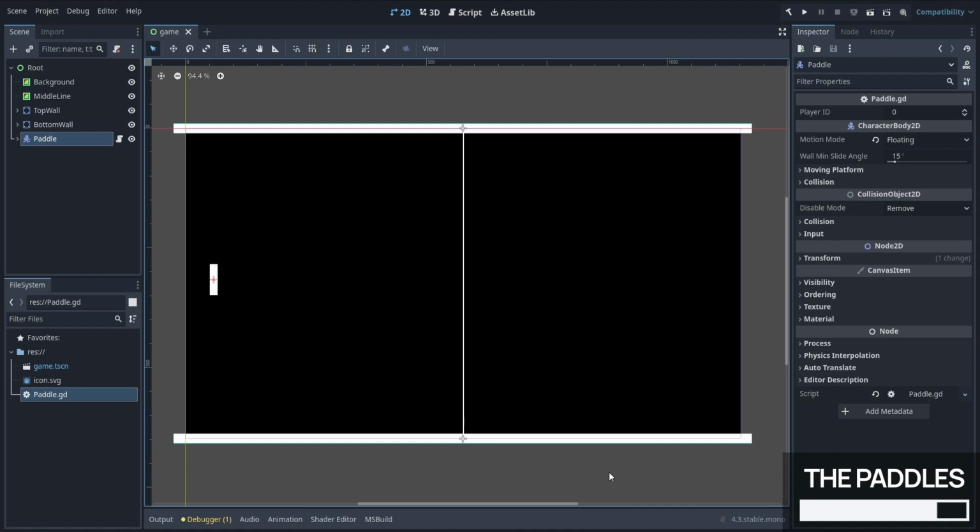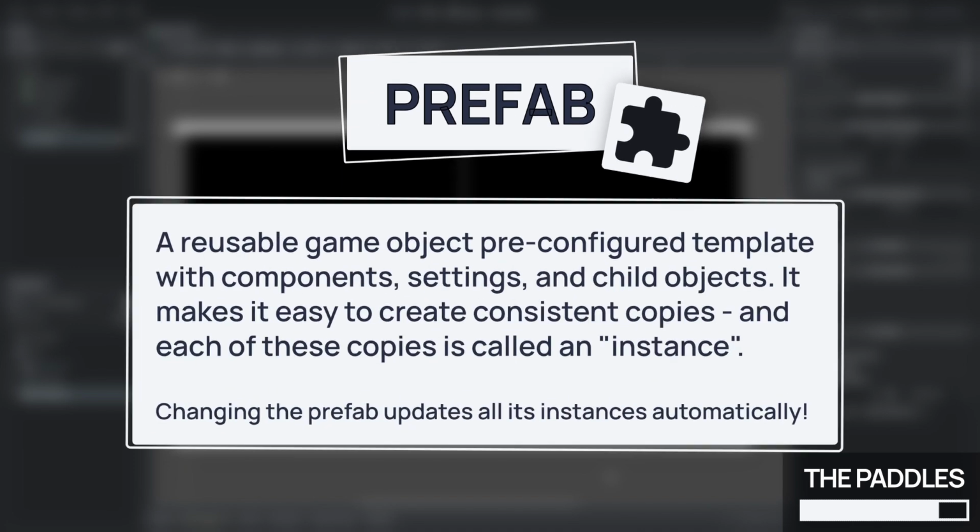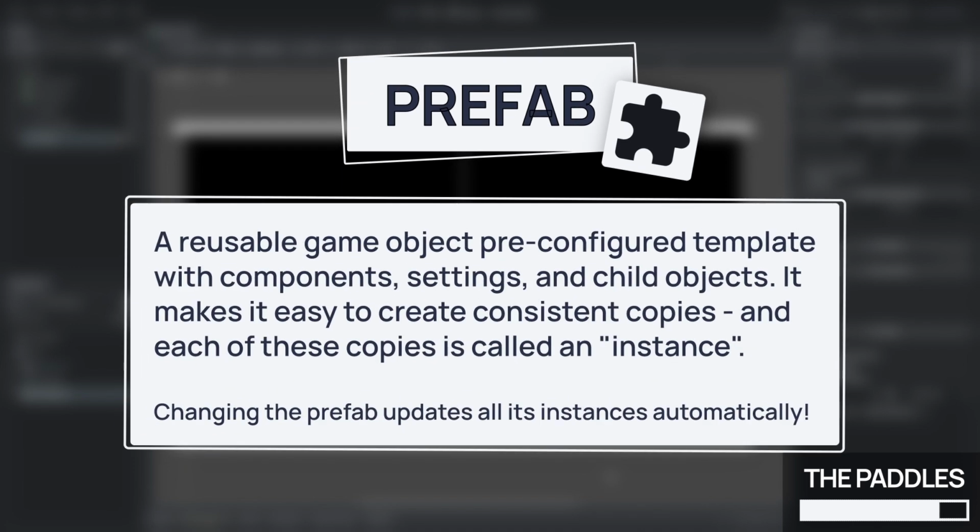If we retry our game now, you see that if I press the up and down inputs associated with the player 0, my paddle indeed moves up and down, and it even collides with the walls. The final step is to create our second paddle, but before that, it would be nice to make this paddle a prefab. This way, if we decided to change anything, the changes will be reflected on every instance instantly.